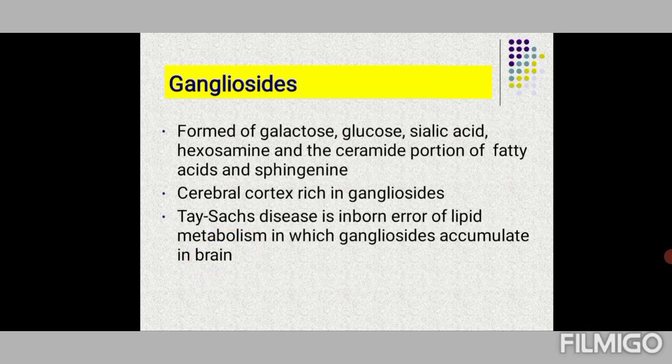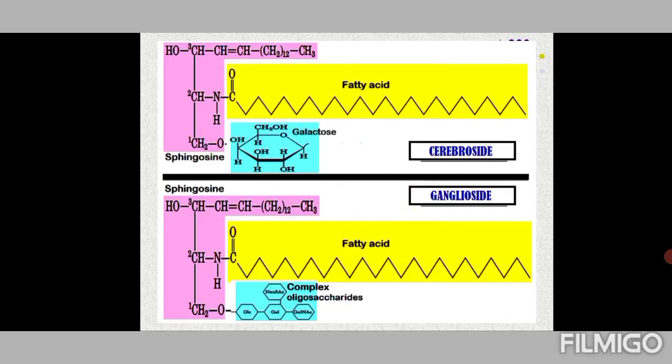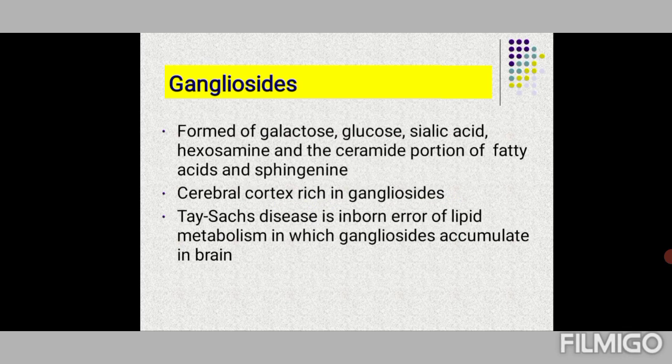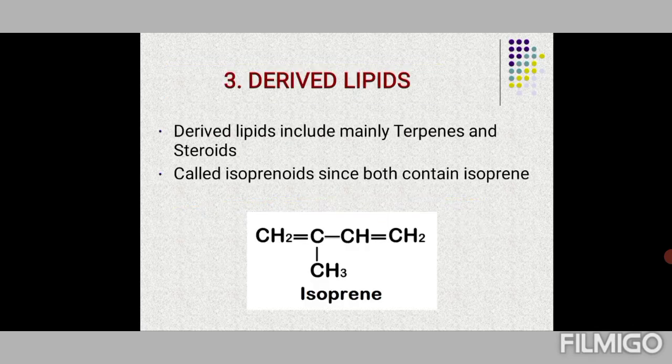Now, ganglioside is formed of galactose, glucose, sialic acid, and hexosamine. So this forms the oligosaccharide, and there is the ceramide portion which has fatty acid and sphingosine. The reason why I say ceramide portion is because this much is the same as ceramide. Now, cerebral cortex is rich in gangliosides. So, the brain contains gangliosides.